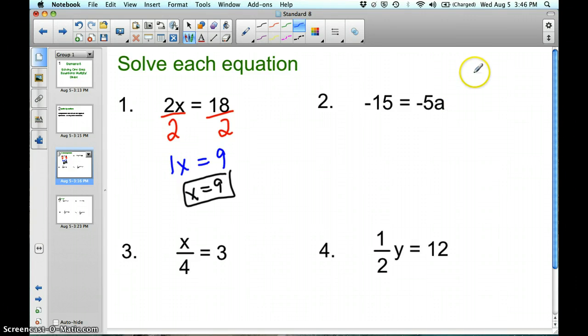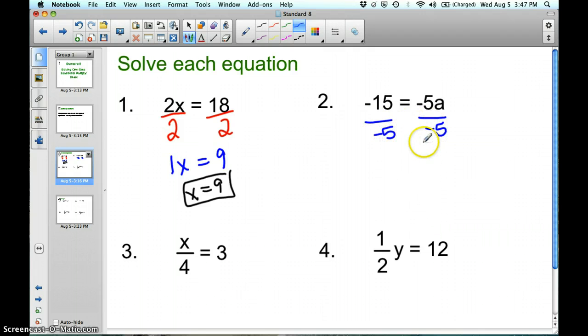Alright, looking at number 2, it's similar, however my variable is on the right hand side of the equation. I'm still going to solve it the same way. Okay, I have this negative 5 in front of the a. To get rid of the negative 5, I'm going to have to divide on both sides of the equation.